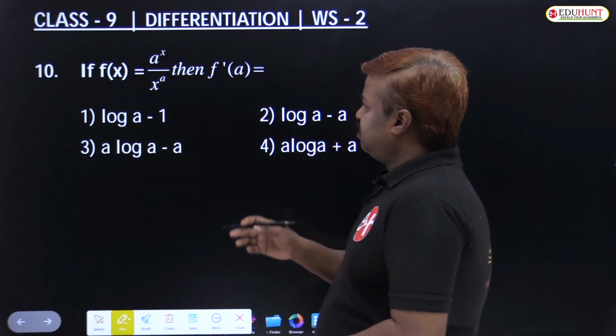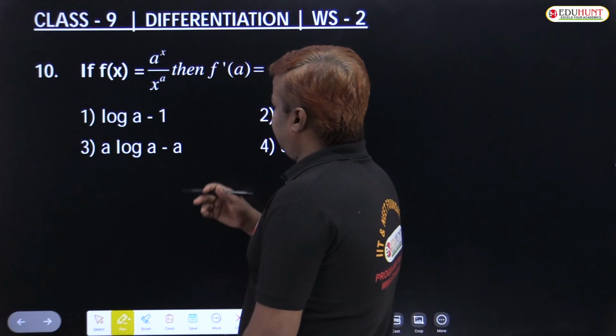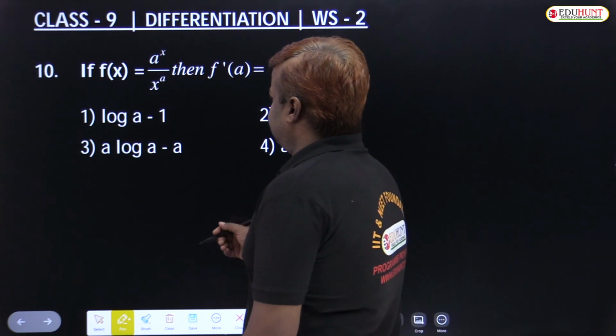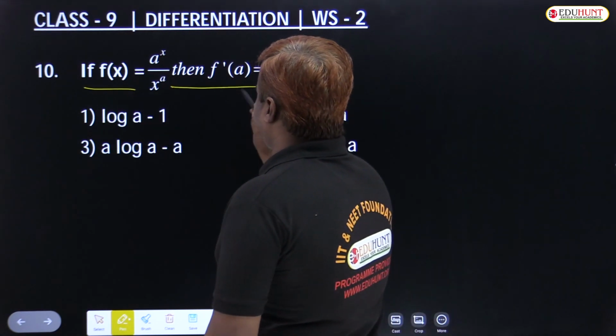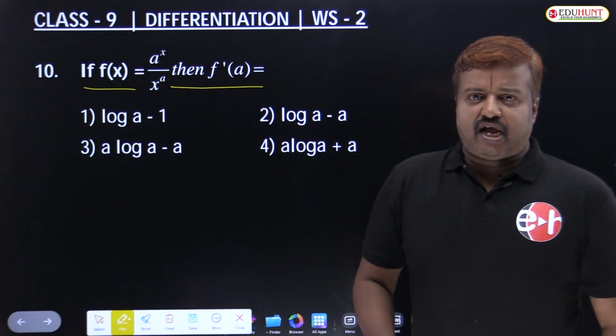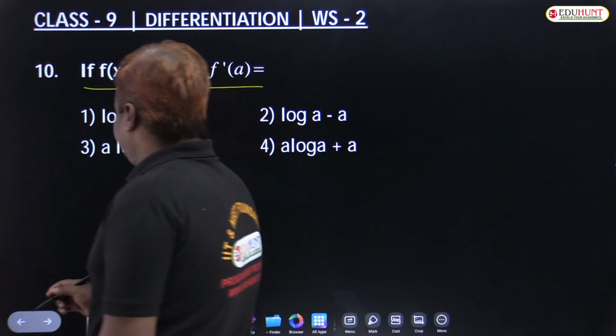So now here, f of x is equal to a power x by x power a. Then find the value: f dash of a is equal to what? So I am telling the solution here.